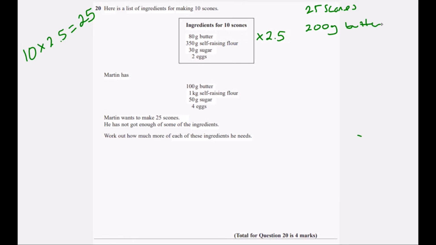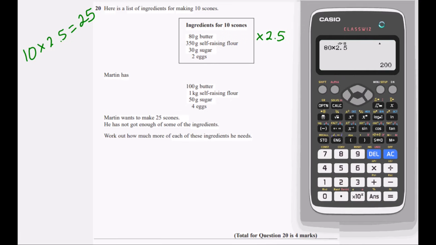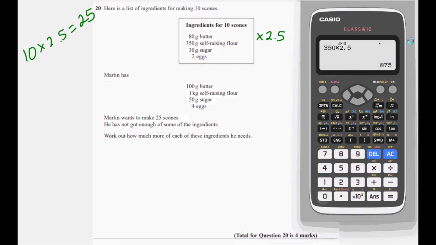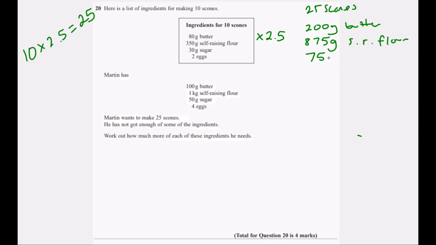350 times 2.5 is 875. 875 grams of self-raising flour. 30 times 2.5 is 75. So that's 75 grams of sugar. And 2 times 2.5 is 5. So 5 eggs. So how much does he need?